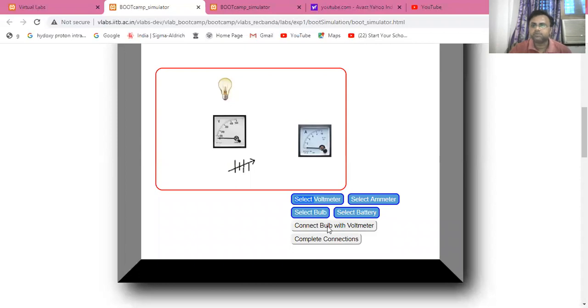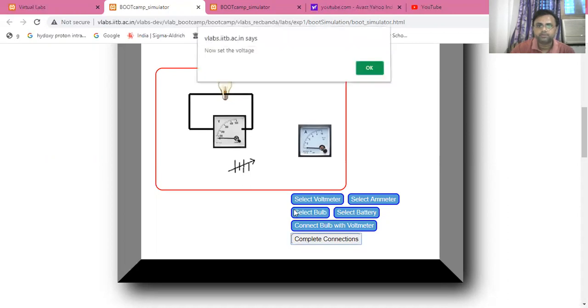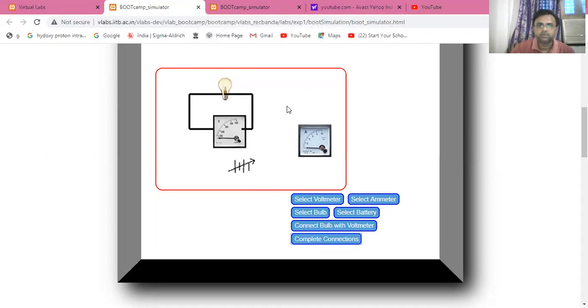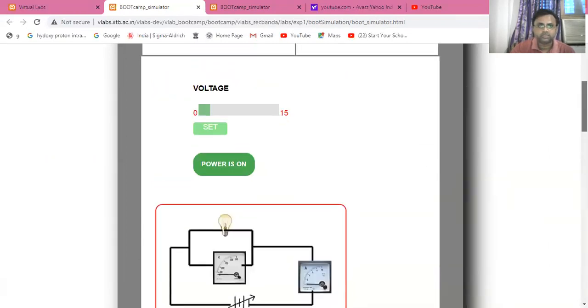Connect the bulb with the voltmeter. Now we are connecting the bulb with the voltmeter. Now the ammeter and voltmeter. Now connect this circuit to complete the circuit. Okay, now this circuit is completed. We can take the readings from this circuit.